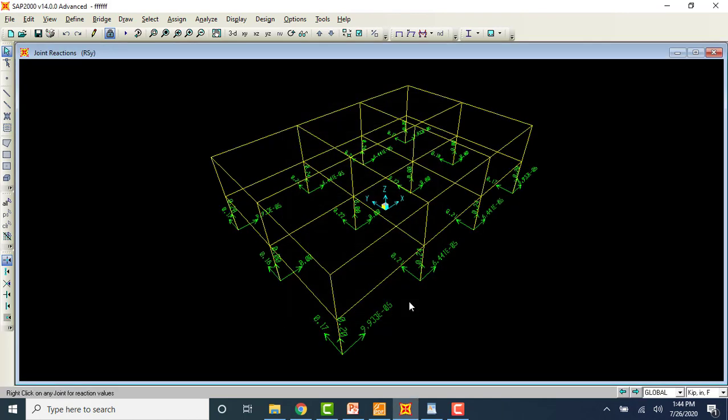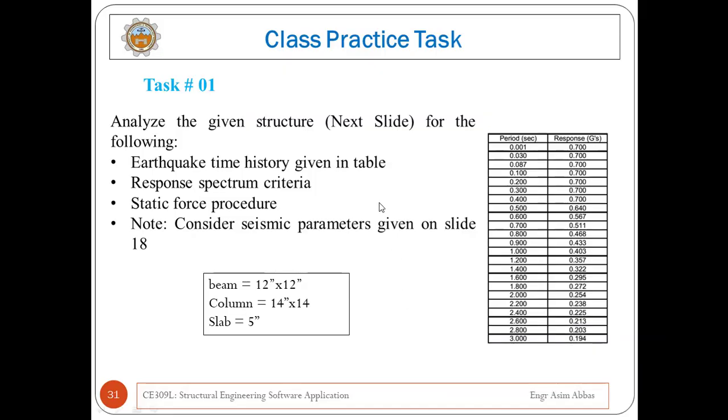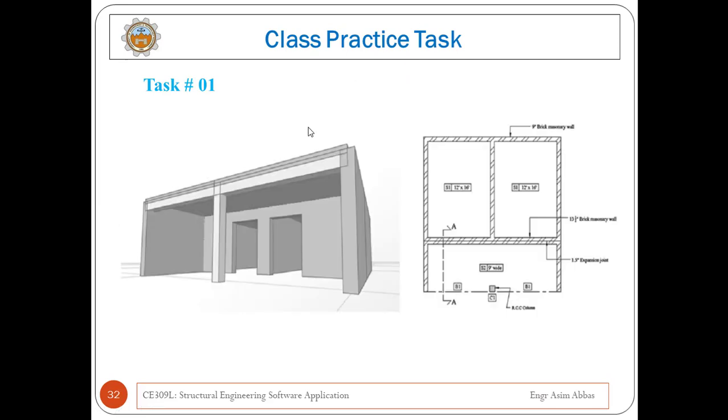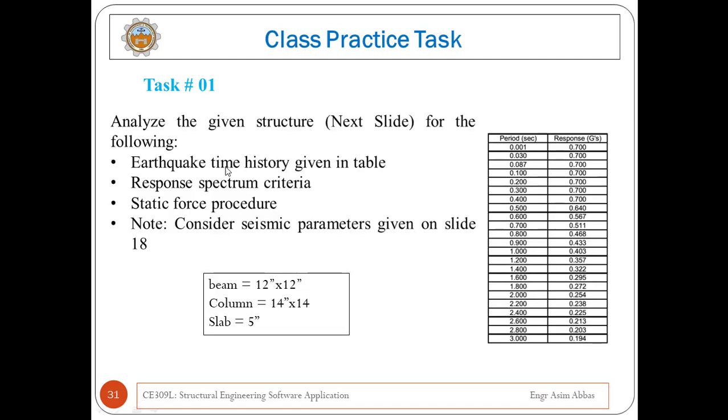This is all about the response spectrum analysis in SAP2000. Now, class practice task for the students. Analyze the given structure that is given in the next slide. Kindly analyze this structure for earthquake analysis using the time history method. The time history values are given in this table, and then the response spectrum criteria, and also perform the static force procedure. Consider the seismic parameters given on slide number 18.